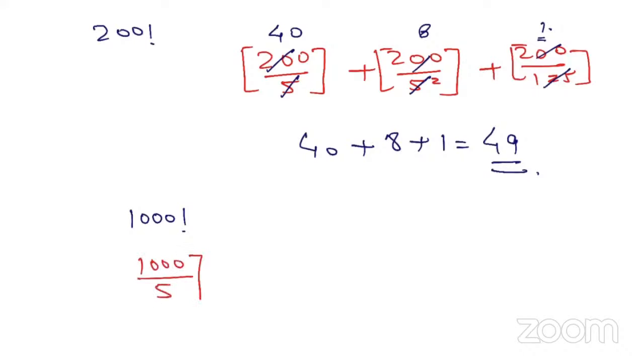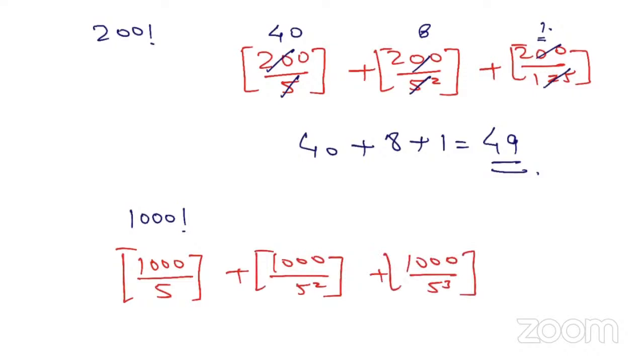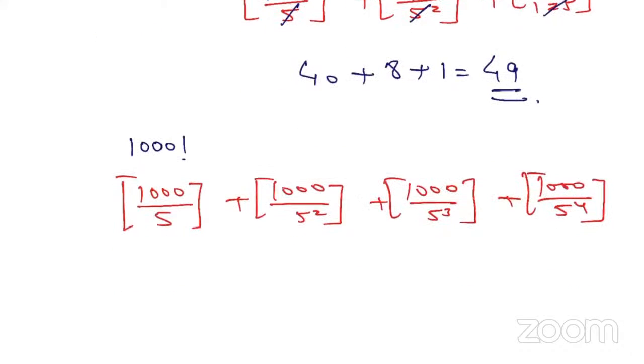1000 by 5 integral part plus 1000 by 5 square integral part, 1000 by 5 cube integral part. Again, one term we will get for 5 to the power 4, the integral part. So 200 plus 40 plus 8 plus 1, I guess 249 is the perfect answer for you.